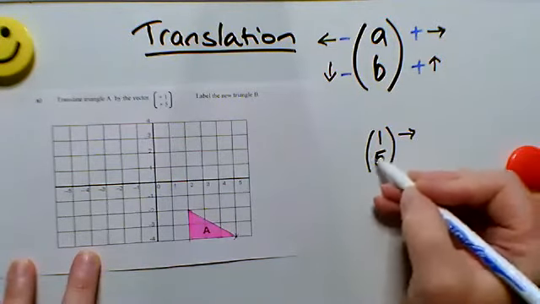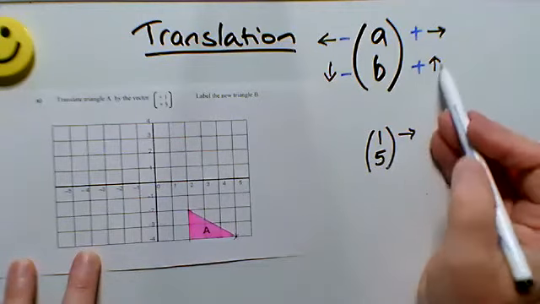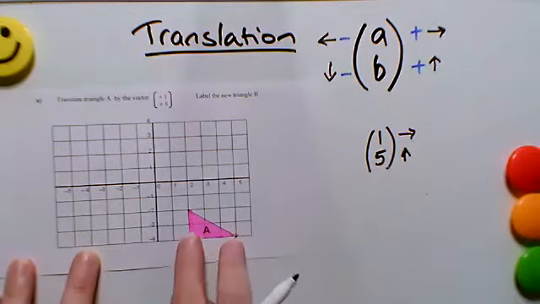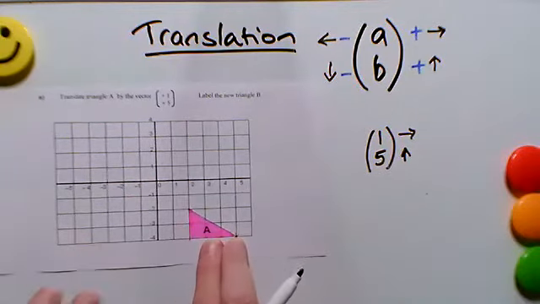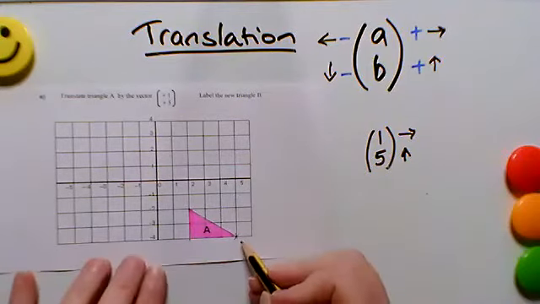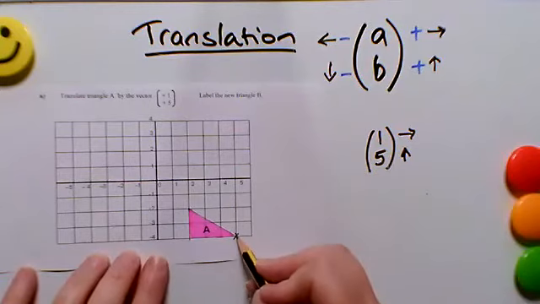The number at the bottom tells us whether we're going to go up or down. And this is a +5, so that tells me I'm going to go 5 positions up. So each point on this shape is going to move in exactly the same way. You use a pencil. I just identified this vertex here. I'm just going to start with this one.